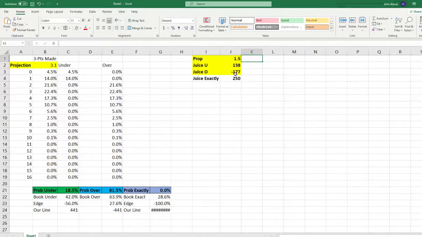Now the juice on that over, we're going to change to minus 750. So the only column that really means anything to us now is this over column. Our probability of an over hitting, and the over in this case being over 1.5 or 2 or more, is 81.5%. The book is estimating it at 88.2%. So the edge, of course, is with the book here, minus 7.6%. We do not want to take this bet.